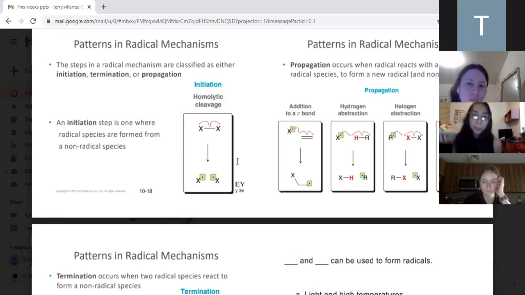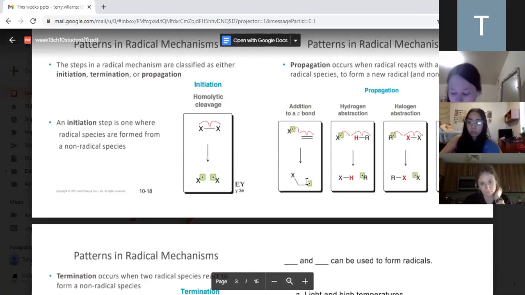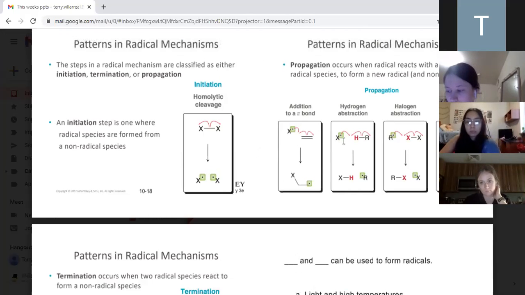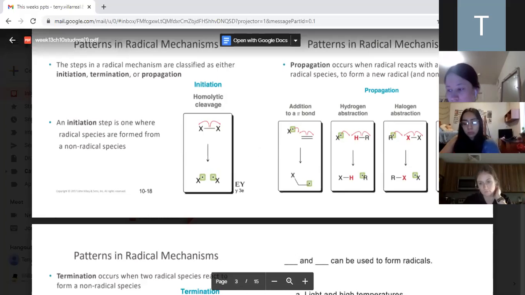That's initiation. Propagation, the way that I like to think about it is before the step, there are radicals. After the step, there still are radicals. They're just moving about, right? Like I can do an addition to a pi bond, radical still here. I can do a hydrogen abstraction, radical still here. I can do a halogen abstraction, radical still there. I can do an elimination, the radical still there. So in propagation steps, there's a radical before and after. It's just being shifted about.